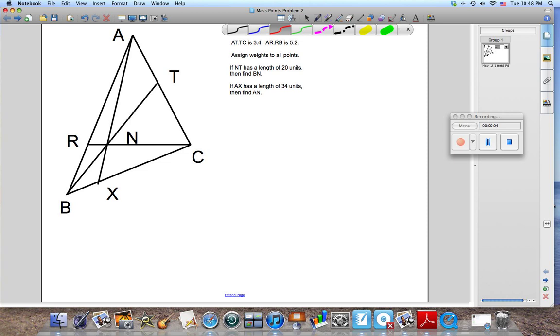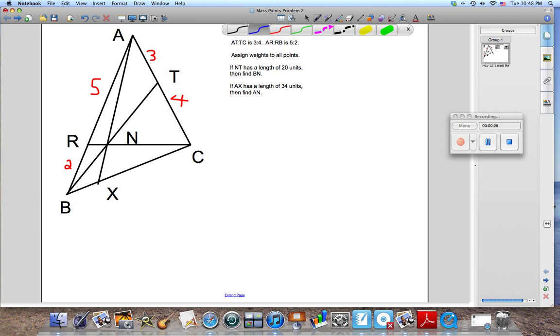Start by assigning the values to the segments: 3 and 4, 5 and 2. I'm going to write the mass points in with blue.